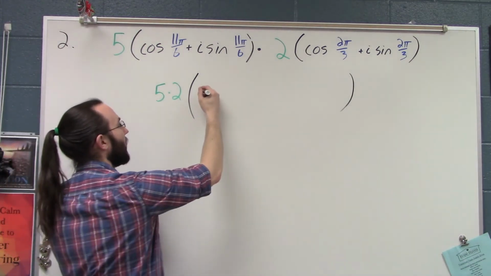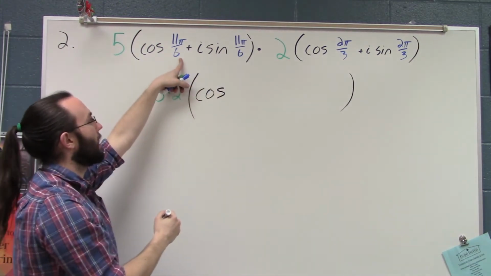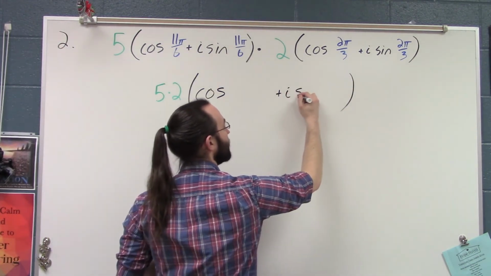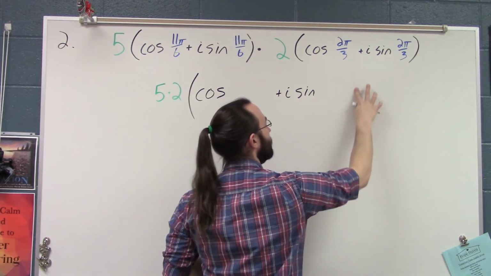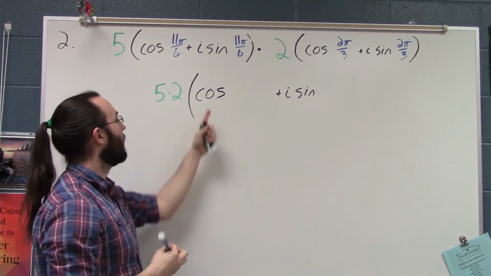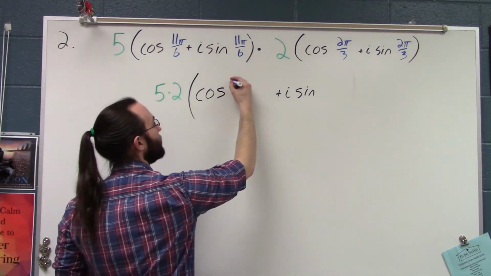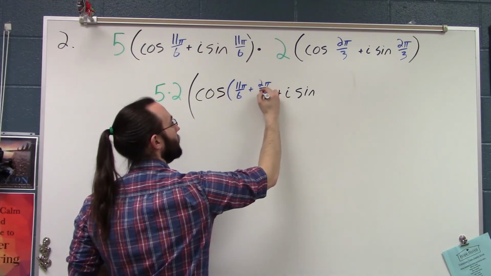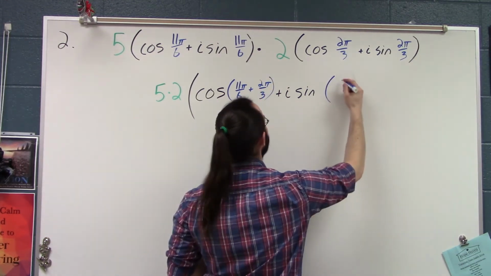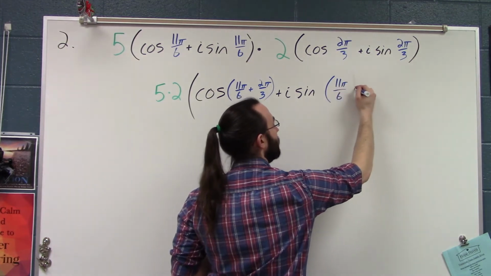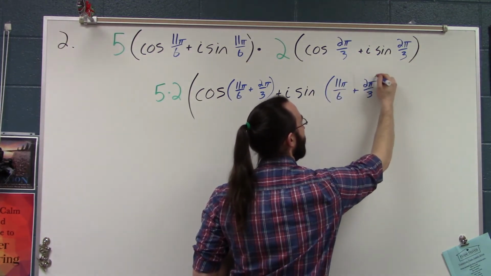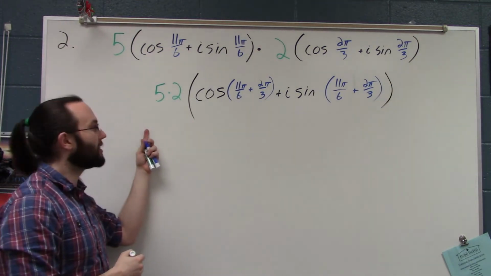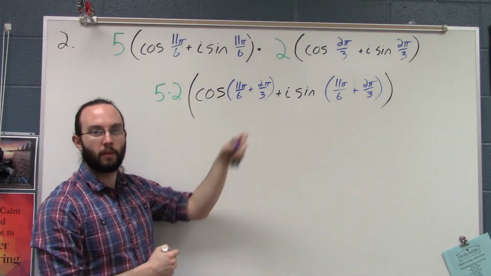So I'm going to have a cosine of 11 pi over 6 plus 2 pi over 3. And then I'll also have an i sine. Same two arguments. Leave myself a bit more room there. So we're going to add those two angles inside of cosine. And then we'll do the same thing inside of i sine. So we multiply the moduli, we add the arguments.